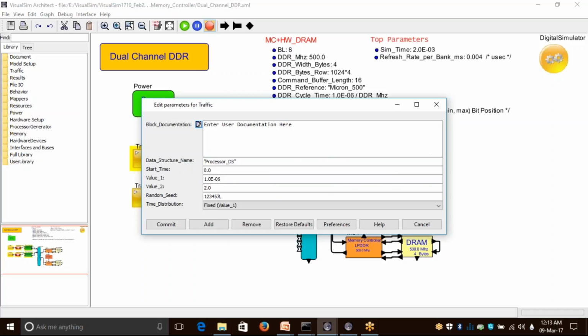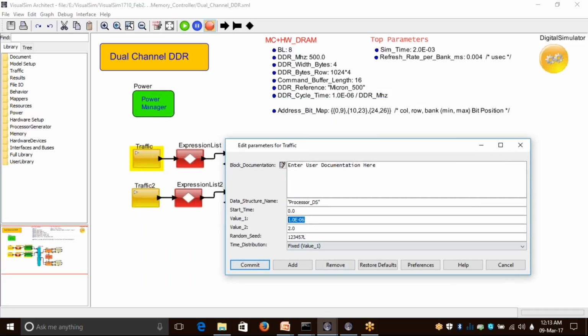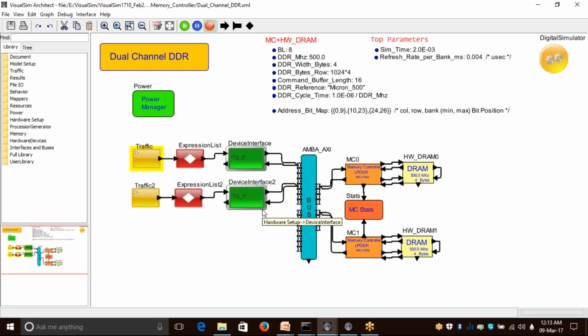Also, these traffic generators allow me to change the rate at which the requests are coming in as well. And also here I have a certain set of parameters. For example, I'm looking at how many banks I have, or what is the rate at which I'm running my memory, and width bytes and command buffer length and things like that.